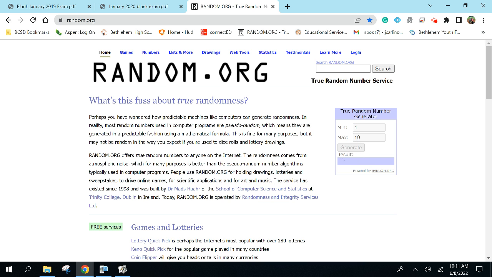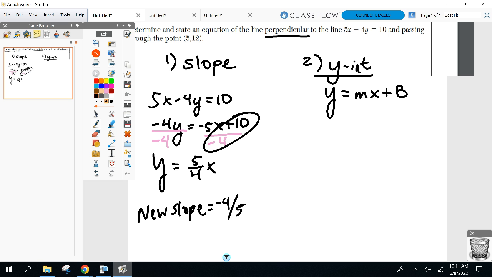Y value I know is on this line: 12. It's in the problem. Slope: negative 4 over 5. X coordinate it goes through: 5. And now we're solving for b.